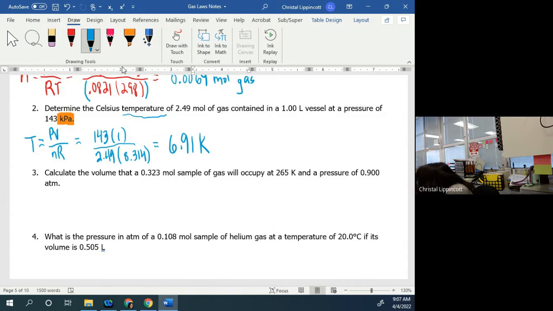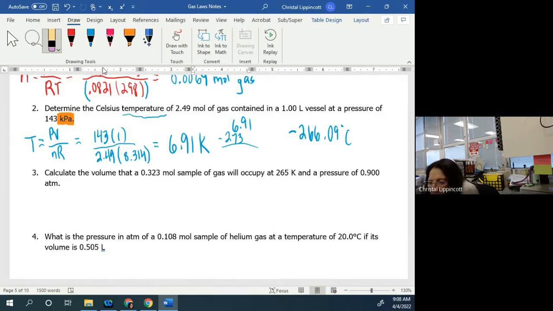Okay, because they didn't want Kelvin, did they? Did you give them what they wanted? Anybody give them what they wanted? Yep. So you have to take this, you have to subtract 273, and you end up with negative 266.09, and that's degrees Celsius. Make sense?